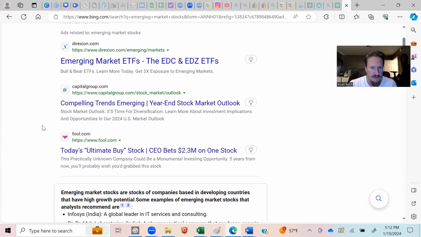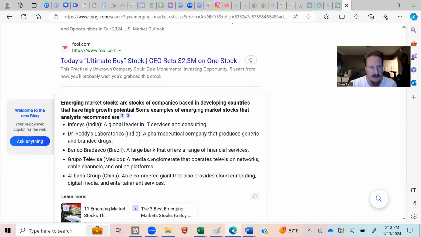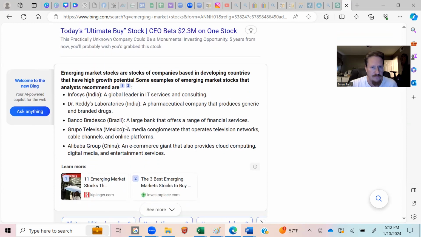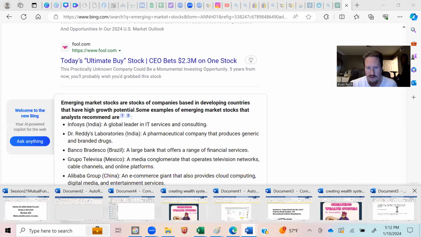I guess I'm just not too familiar with these terms. Emerging market stocks are stocks of companies based in developing countries that have high growth potential. Some examples of emerging market stocks are Dr. Reddy's Laboratories, Banco Mexico, Alibaba. Yes, I'm familiar with Alibaba. Okay, so let's go back to the question.